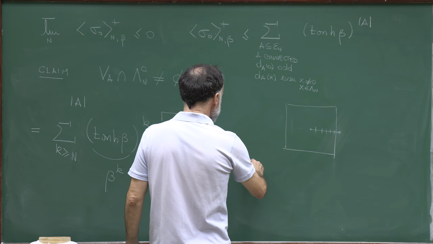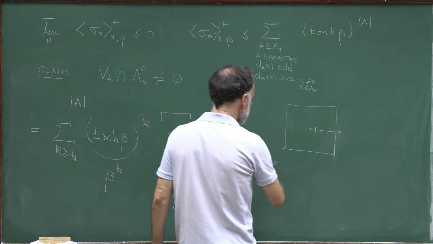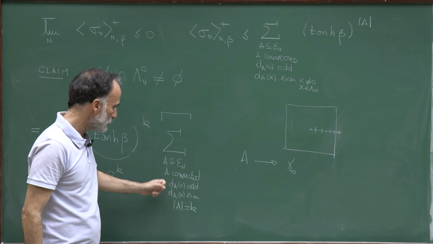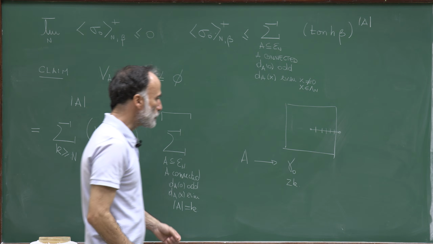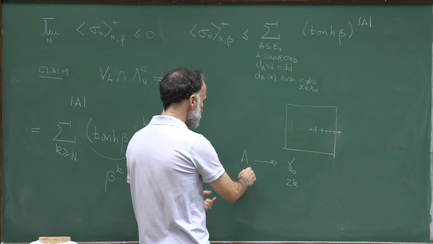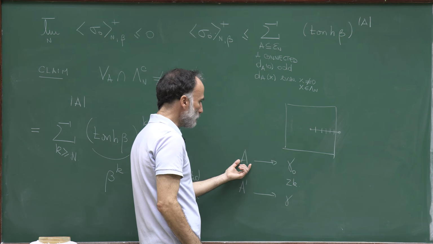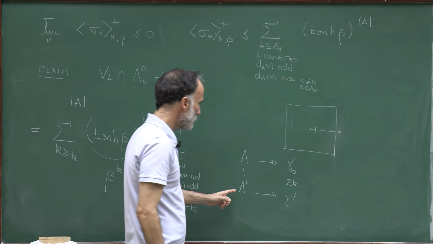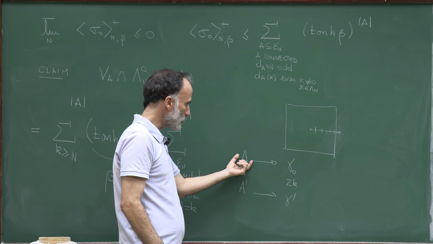Well, given such a subset, I can map this subset of edges to a path gamma which starts from the origin, by the previous lemma. So I know that A is connected, it has k edges, so there exists a path of size 2k which starts from the origin and ends at the origin. And of course, if I have two different sets, so if A is different from A prime, the path obtained from A, well, there are many paths, but all these paths are different from the paths obtained from A prime, because the set of edges of A prime is different from the set of edges of A.